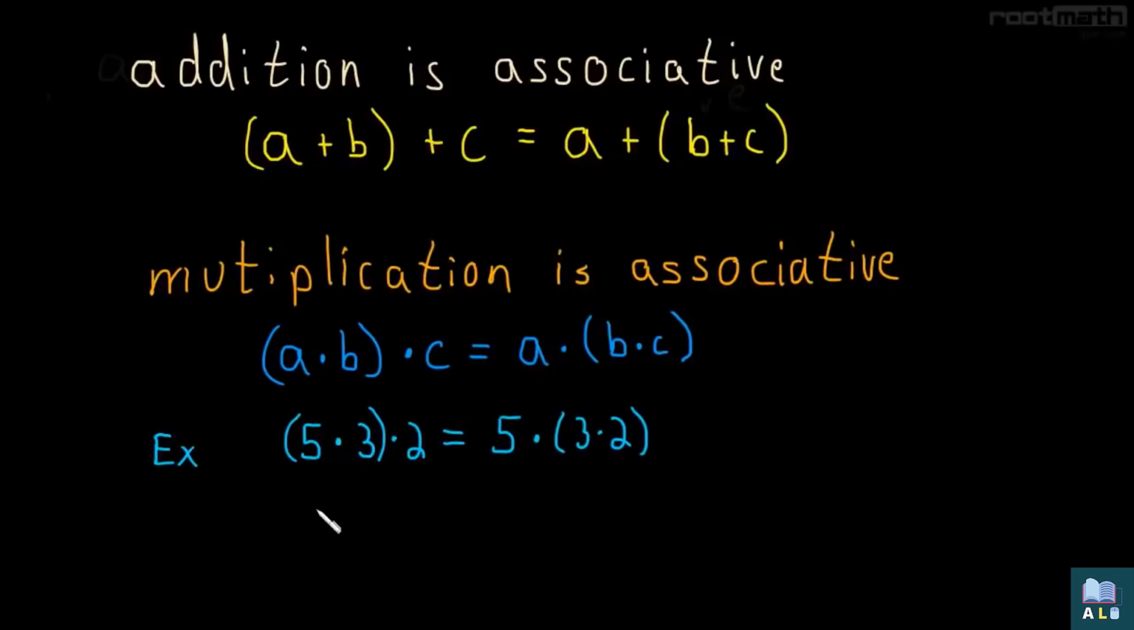So 5 times 3 is 15 times 2, and then on the other side we'll get 5 times 6, and 15 times 2 is 30, 5 times 6 is 30, so you can see that both sides are equal. If you're wondering if anything isn't associative, in the next video we'll see that subtraction is not associative, and we'll see how that works. Okay, see you then.